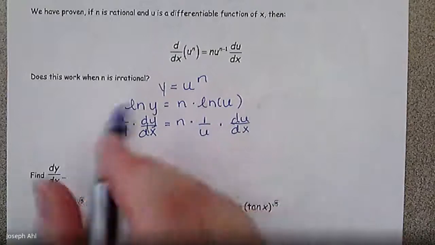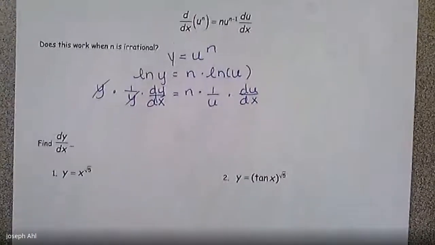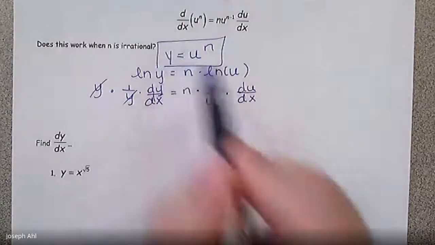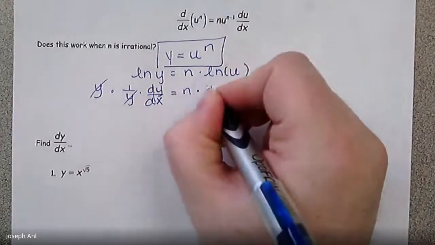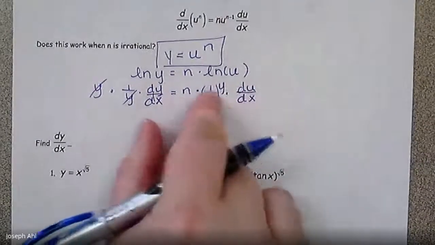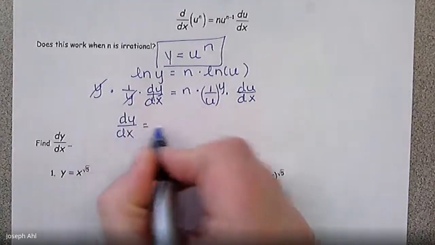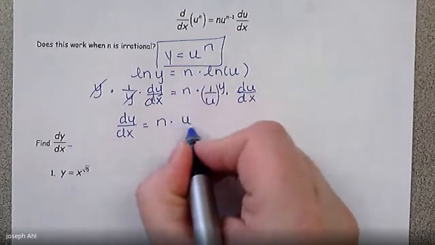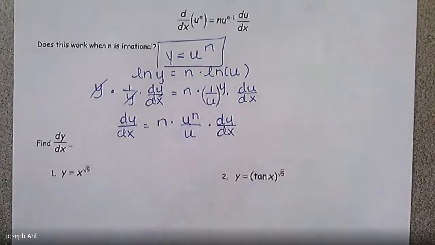And then in the last step here, to get dy dx alone, I'm going to multiply both sides by y. Now, when I do that, I'm going to put y in a very specific place on this side, because remember, y is equal to u to the n. So since we have u in the denominator over here, I'm going to multiply the y to the middle term here. It's a product, so I can multiply y wherever I want. But dy dx would therefore equal n times y over u, which remember, y is really u to the n over u, du dx.